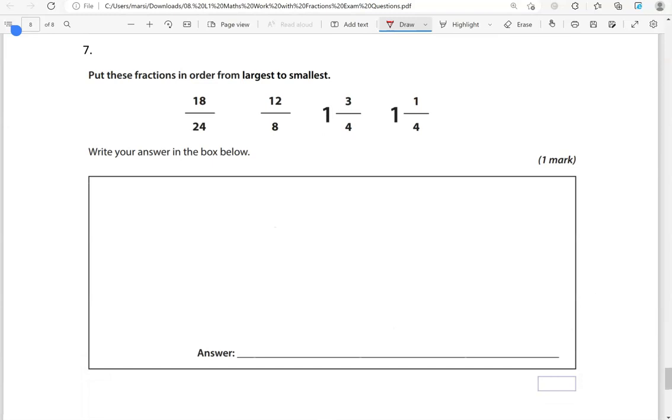Put these fractions in order from largest to smallest. These are fractions and mixed numbers, in fact. So we've got 18/24, 12/8, 1 3/4, 1 1/4. 18/24, that is less than 1. So that is the smallest out of these, because 12/8, that's more than 1. 8/8 would be 1, so 12/8 is more than 1. That is in fact 1 1/2, because if you take away 8 from the 12, you're left with 4. So 4/8, that's a half. So this is 1 1/2.